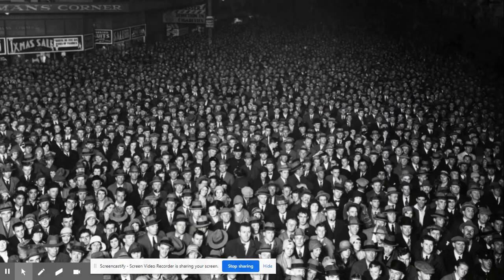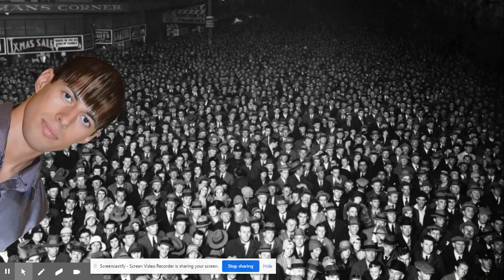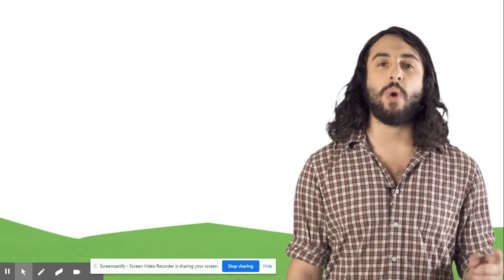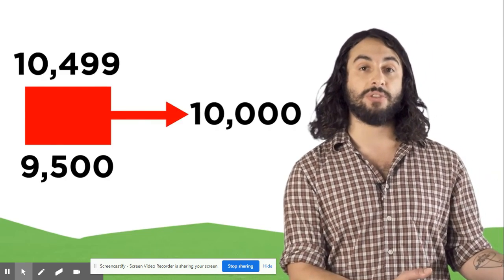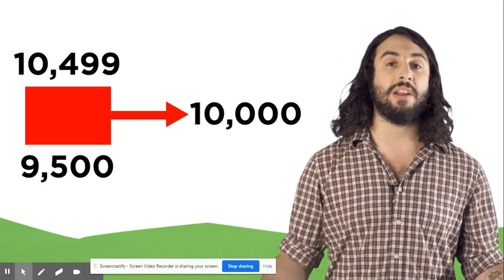If we bring back that same crowd and one more person shows up, can we estimate 10,001? No, because we have only estimated to one sig fig. So anything from 9,500 to 10,499 would round to our estimate of 10,000.